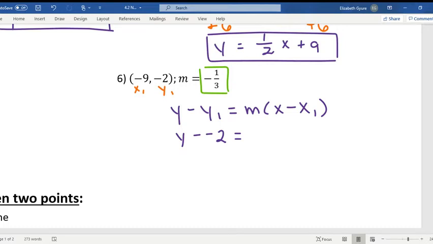Nick Lopez, what's your m? Olivia, what's your m? I think so. It is -1/3, Brooklyn. Tell them. -1/3. X minus x1. Jake Sanders, what's your x1? It is -9.